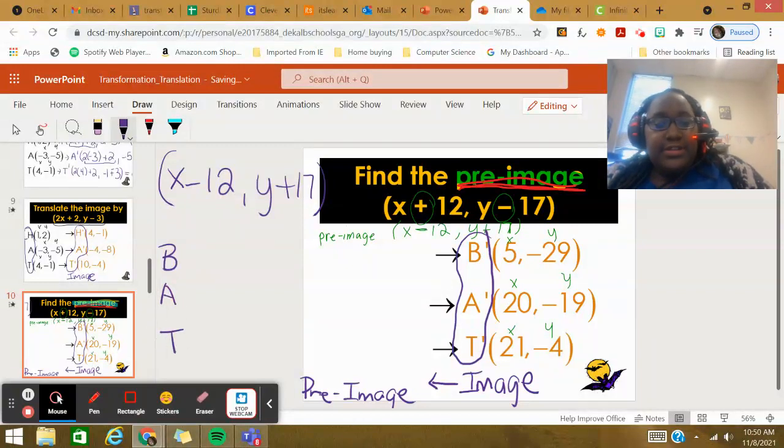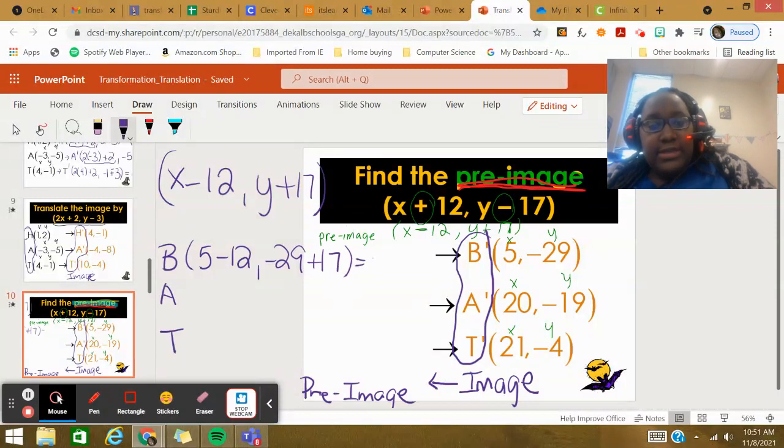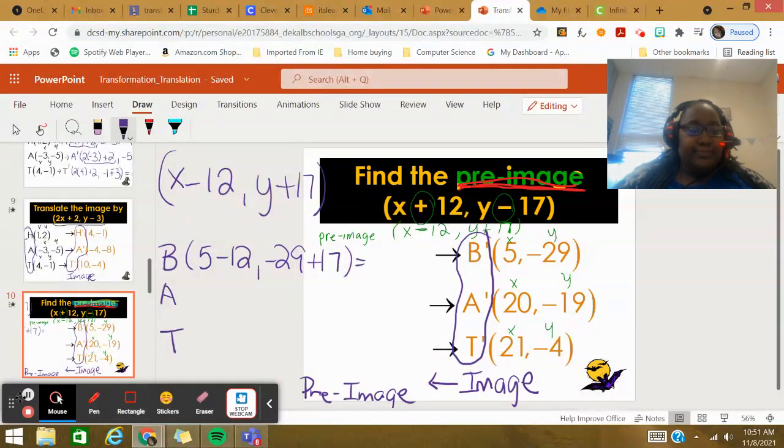B, A, and T. I apologize. So again, now from here, all I'm doing is substituting. I will label x and y. So on this first one, my x is 5, my y is negative 29. So I'm actually going to do 5 minus 12 and then negative 29 plus 17. Okay. And that'll give us our b.